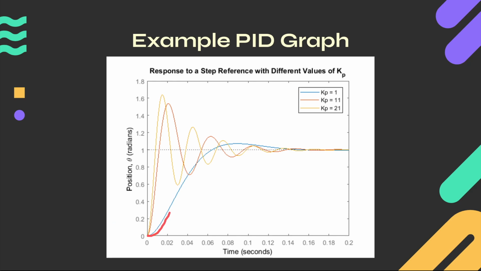Let's see if I can do this. So see how instead of wasting time in our overshoot, we end up directly going to our position. So that's really the power of the D term there.